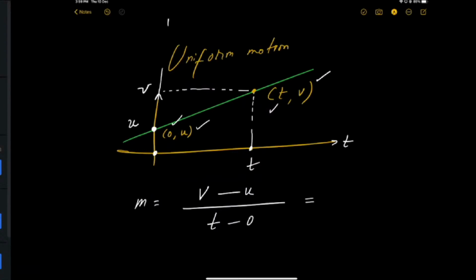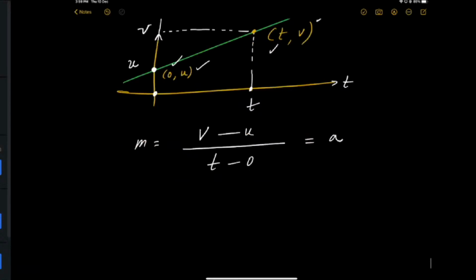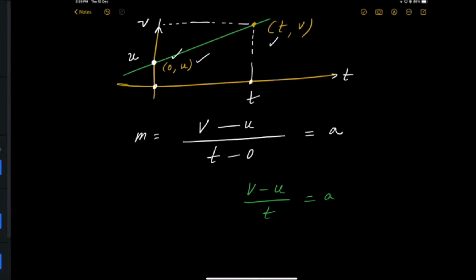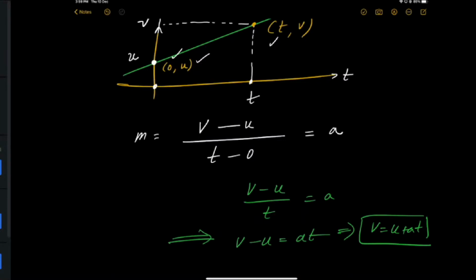But what did I tell you slope was? Slope of any velocity time graph was equal to acceleration, right? So what do you get from this? You get (v minus u) by t equals a. That means v minus u equals at, which implies v equals u plus at. This is your first equation of motion.